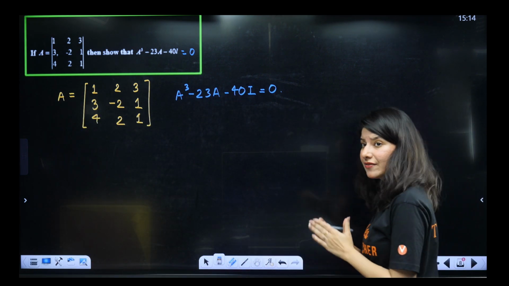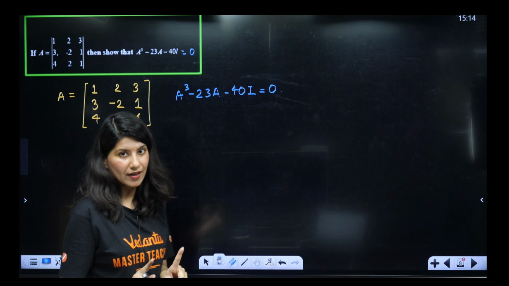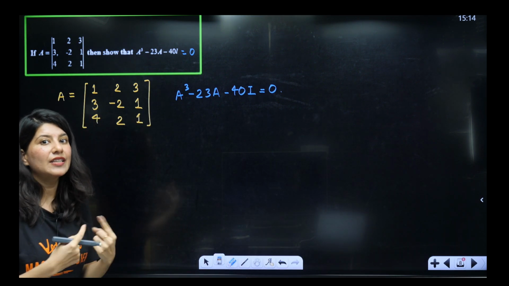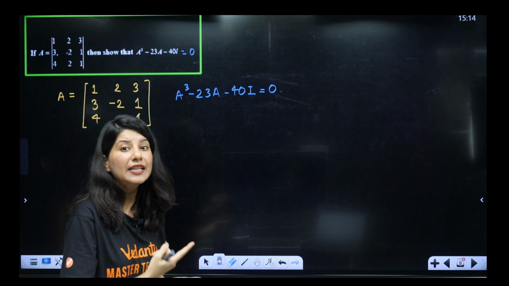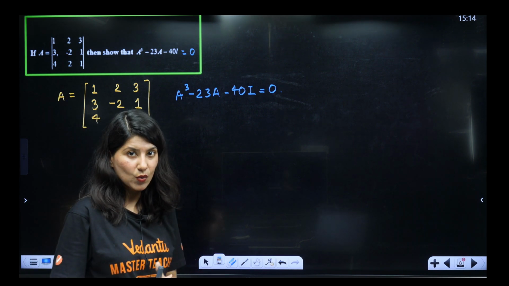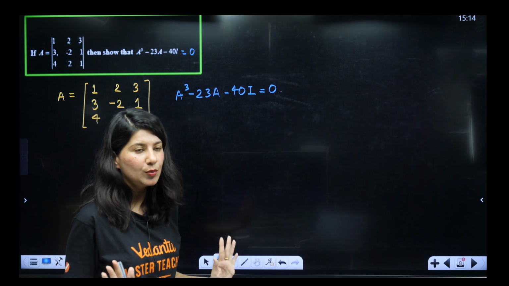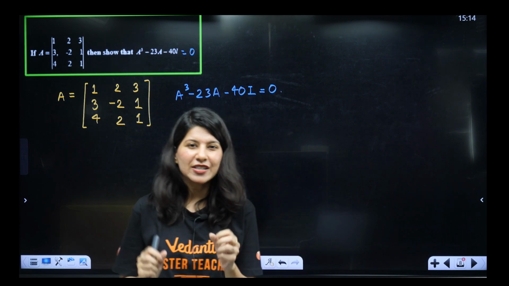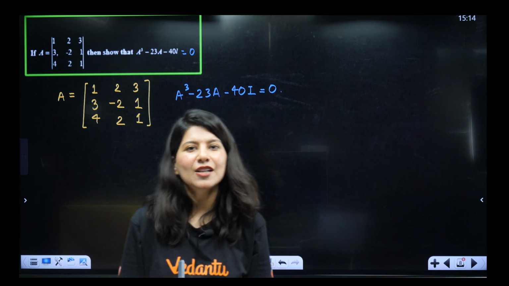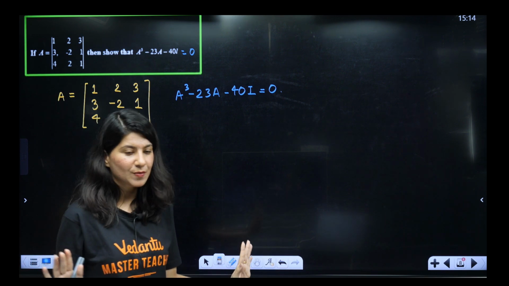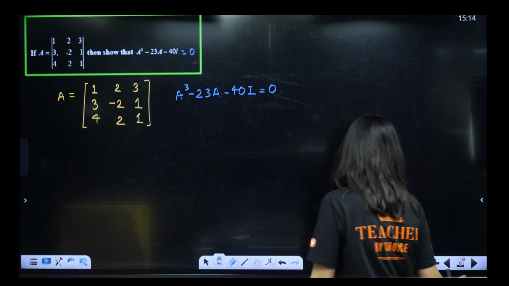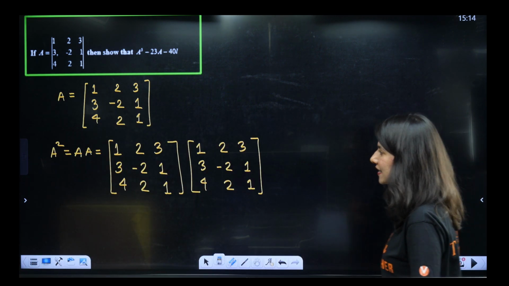So what we will do is we will calculate first A square. We will multiply A with A. Once we get A square, then again we will multiply A with that A square so that we will get A cube. So basically the whole question we will spend a lot of time in calculation of A cube. This is the problem of matrix multiplication basically. So let's just only talk about A square.